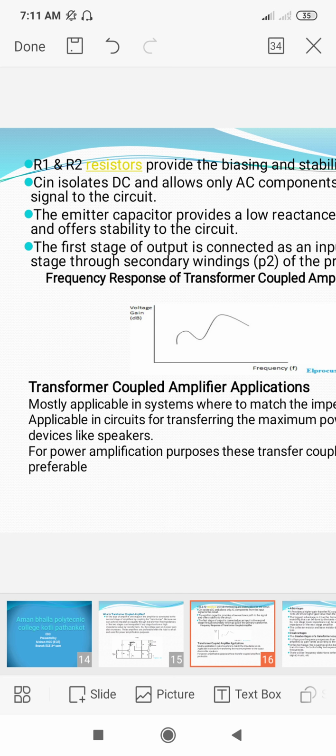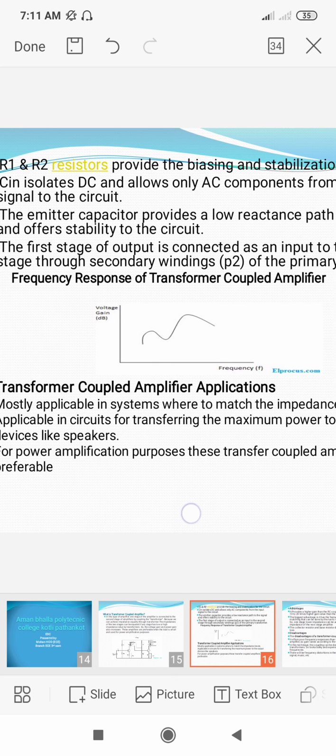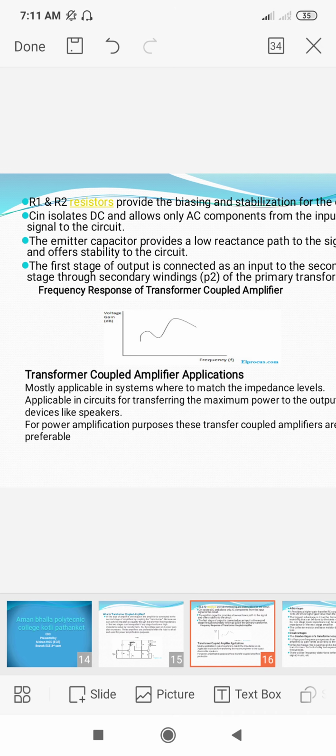They are mostly applicable in systems where impedance levels need to be matched. They are applicable in circuits for transferring the maximum power to output devices like speakers. For power application purposes, these transformer coupled amplifiers are preferable.